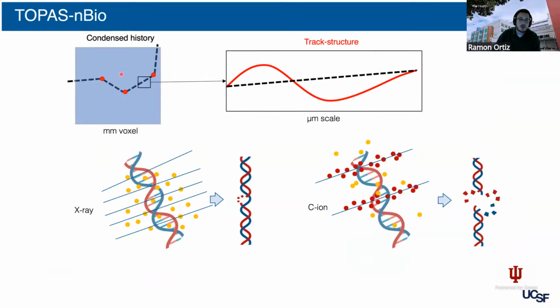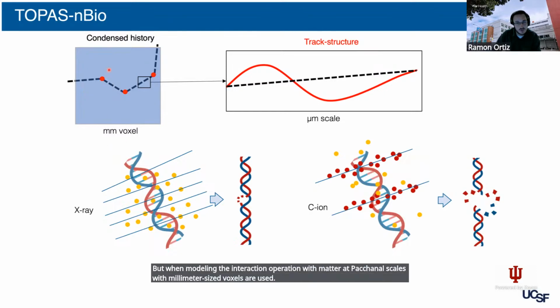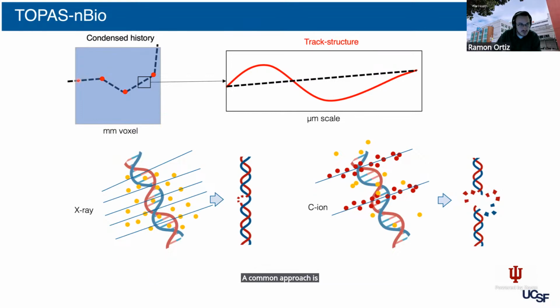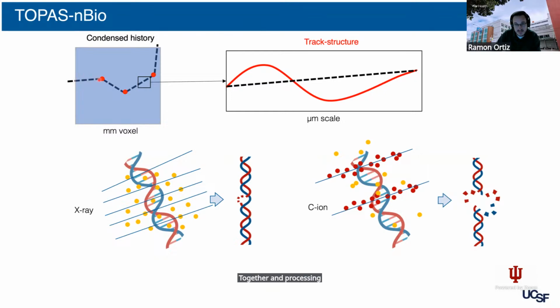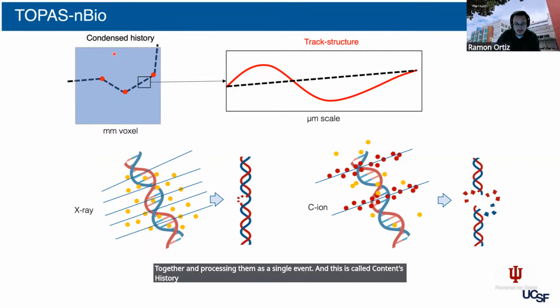But when modeling the interaction of radiation with matter at patient scales, where millimeter-sized voxels are used, a common approach to improve the efficiency is to group multiple reactions together and process them as a single event. And this is called condensed history Monte Carlo for radiation transport.